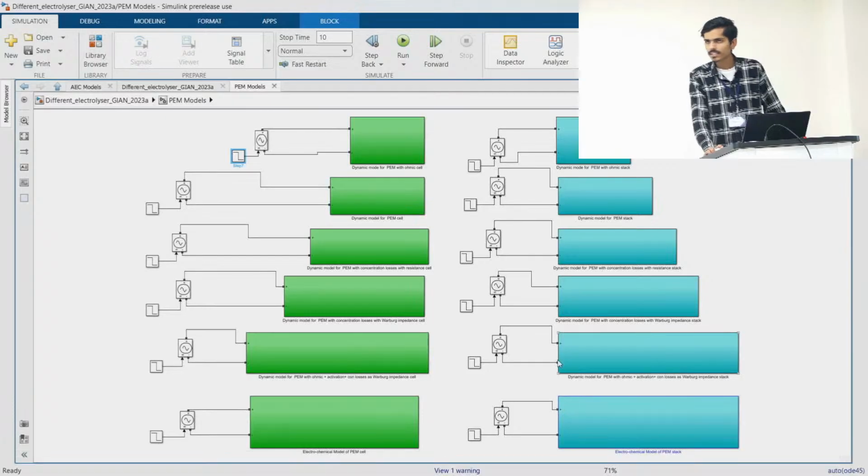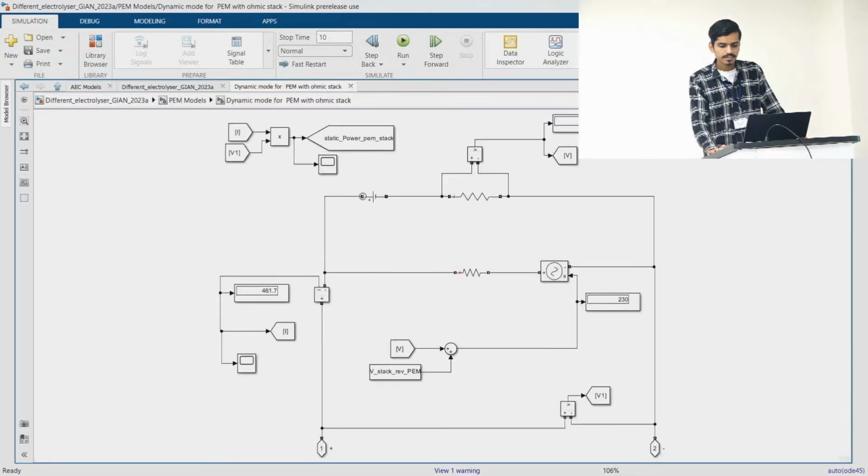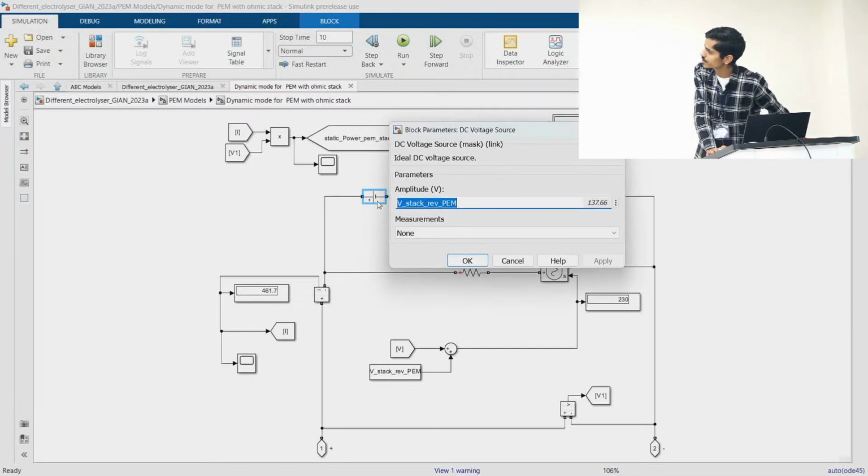Any doubt so far in this model? This is the basic one. If we want to make the same model for the stack, then we have to change this reversible voltage for the stack. In the electrical model we can replace this and we are able to get the stack model.